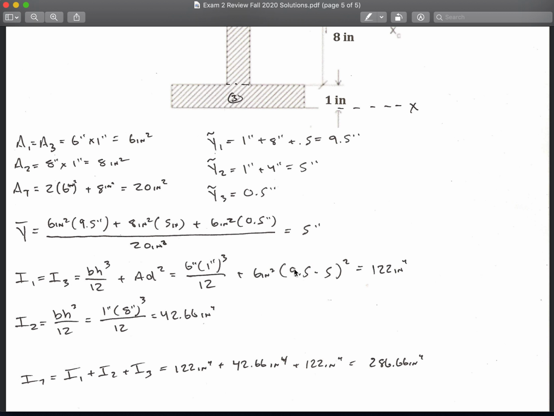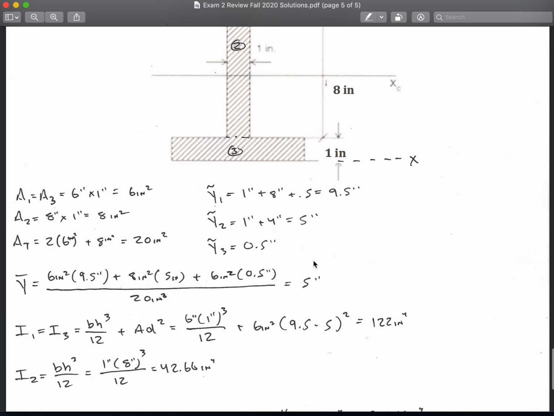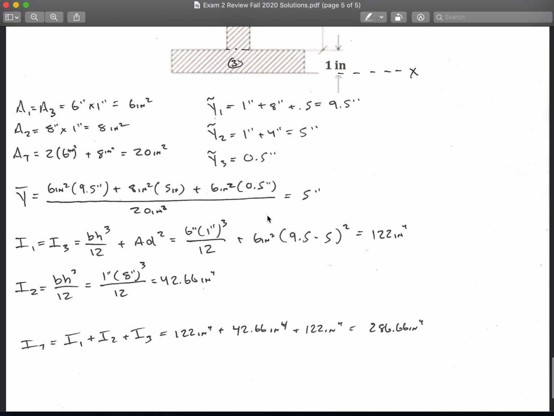Okay, but there might be a question: this is for I1, where it's 9.5 minus 5, but for I3 it should be 5 minus 0.5. Well, 5 minus 0.5 is 4.5, and 9.5 minus 5 is also 4.5, so it works out because it is symmetrical. I knew that because it's symmetrical. If you're not 100% sure, just do them individually. That is totally fine. But that works out to be the same number, so that squared, everything multiplied out, is going to equal 122 inches to the fourth.